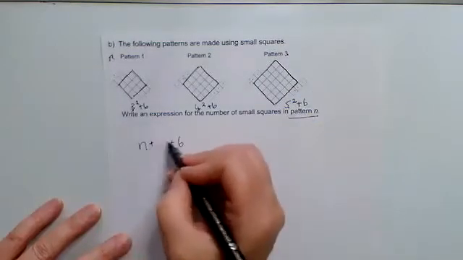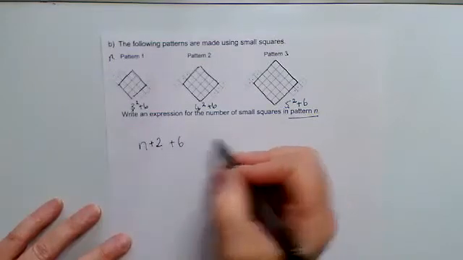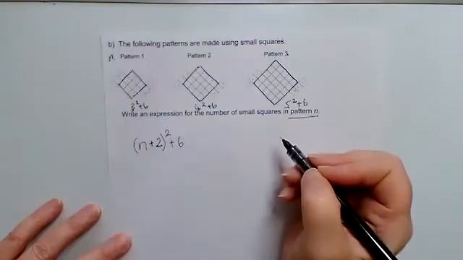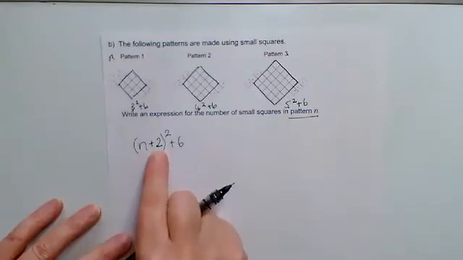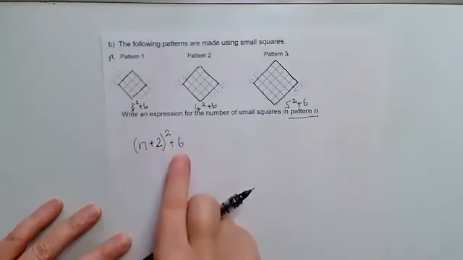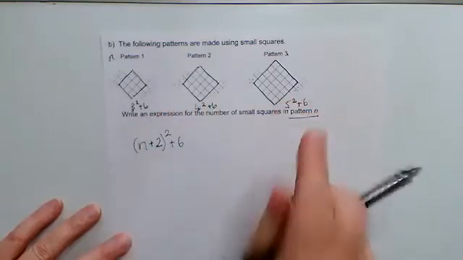So n plus 2, squared, plus 6. Does that make sense? So whatever position in the sequence I want, I add 2 to it. Then I need the brackets here because I need to square whatever I get, and then I need to add 6. Another way of doing it is by counting how many squares.